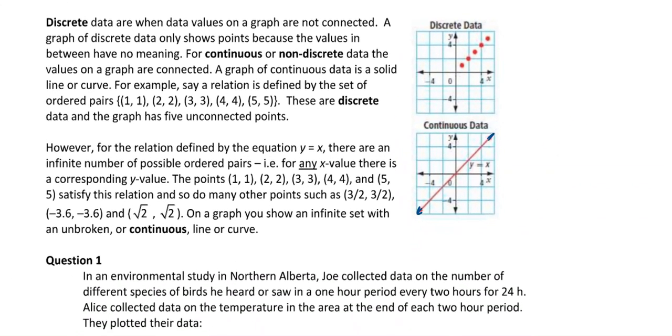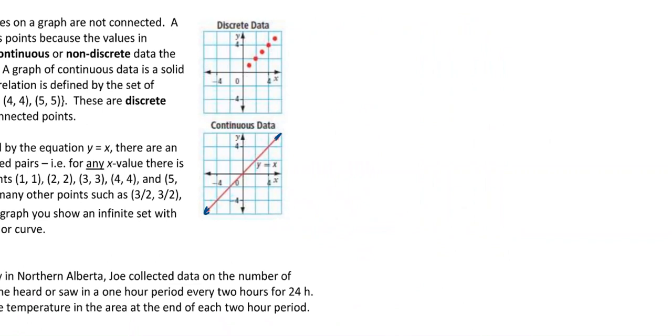Now, just some examples here. If I had a question where it said the number of shots that you take in a hockey game, and then your output, or your y value, would be the number of goals scored, do you think that would be continuous or discrete data? Discrete, right? Because you can't shoot half of a hockey puck. You can't get half of a goal, right? So those would be a situation where you just have dots there.